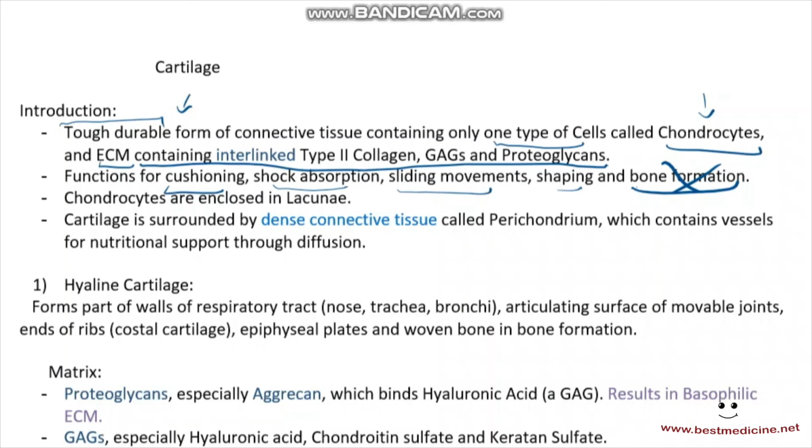And well, we studied that chondrocytes are enclosed in lacunae. We will study what's present around those chondrocytes and what forms the lacunae in just a bit. Now, cartilage is surrounded by dense connective tissue, which is called the perichondrium, right? And it contains the vessels for nutritional support through diffusion, very important, through diffusion. Okay.